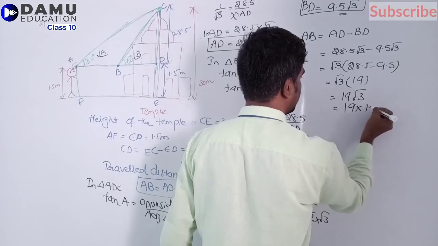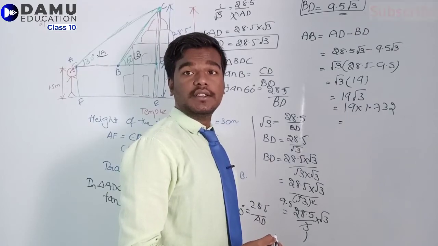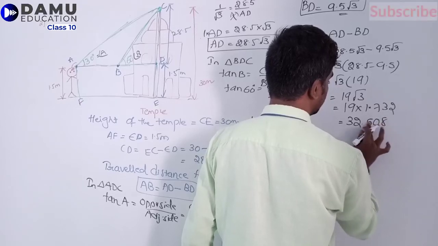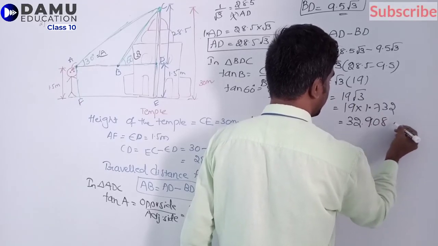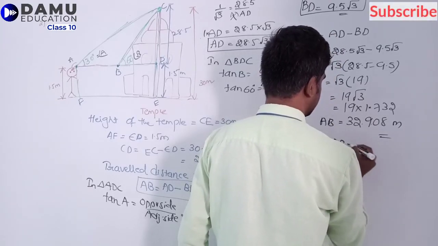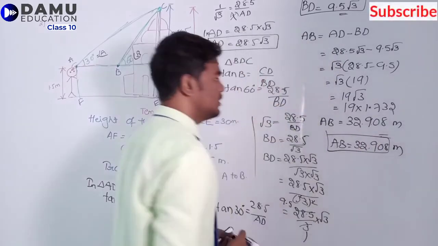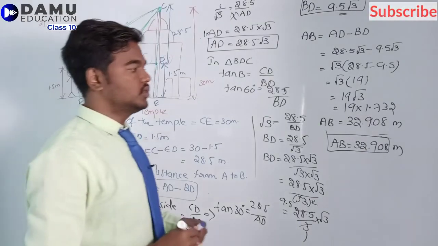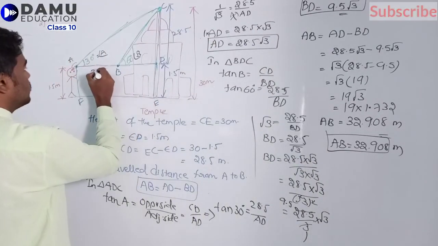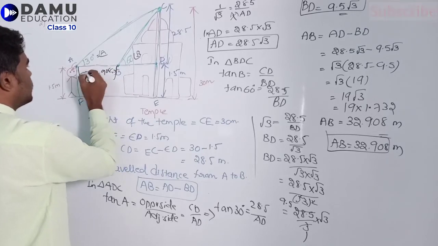So 19 into 1.732. What value will we get? 32.908 meters. So what is AB? The required length is 32.908 meters. So this is the value, the distance traveled by this guy. AB will be equal to 32.908 meters.